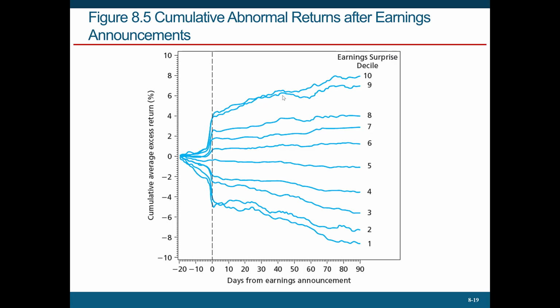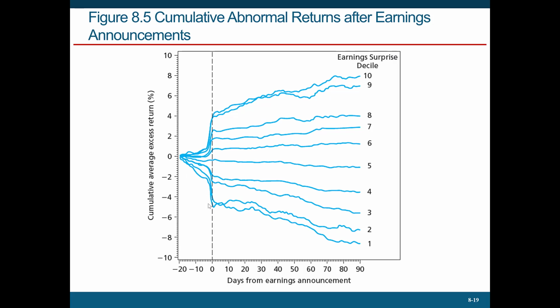For this group 10 firms, the stock price goes up on the day of the announcement, but it doesn't stop there. This upward trend continues for the next 3 months. You can see that this is plotted over 90 days after the announcement. So the stock price goes up on the day of the announcement, but on average, it just keeps going higher and higher for the next 3 months.